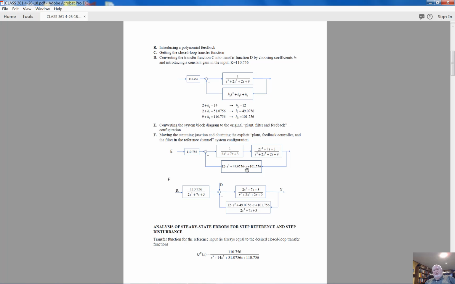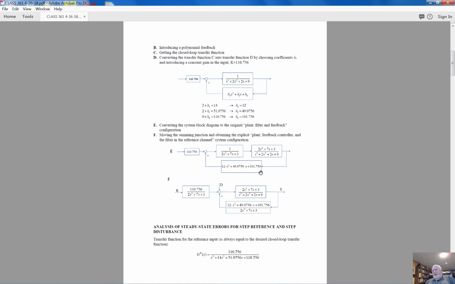So let's go back to our original system. This is the control plant. This is the filter that I use to cancel zeros of the plant. It's very explicitly spelled out, everything. This is the constant gain that I introduced in the reference channel. This is the polynomial in the feedback.